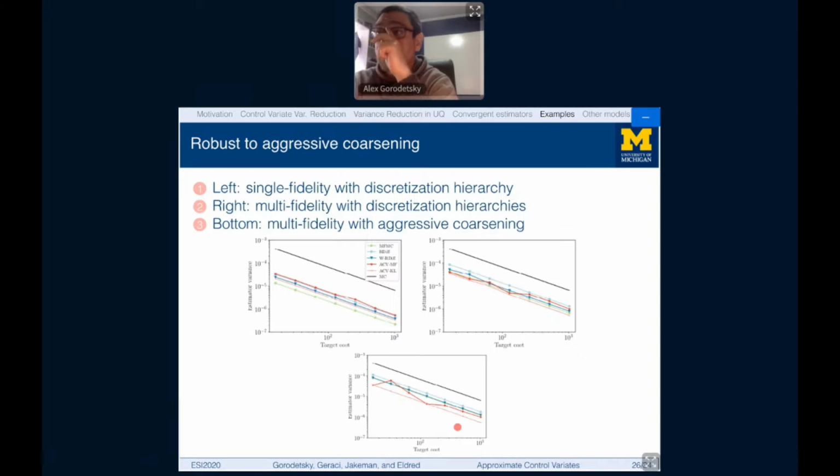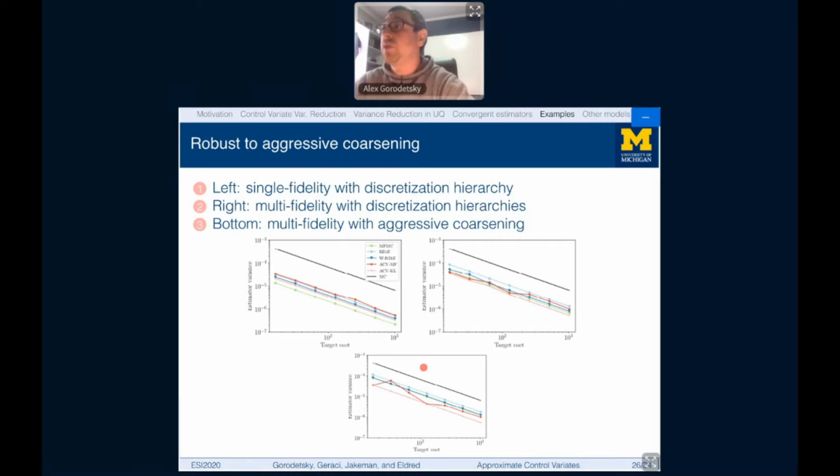So now we compare the estimators for these different cases, and we're going to consider 3 different situations, all of which are common in application. The first is a single fidelity, so single solver, and a discretization hierarchy. So this is the multi-level case. The second is multi-fidelity with discretization hierarchies. And the bottom is multi-fidelity, but instead of having a nice discretization level where we go 200, 100, 50, 20, it's very aggressive.